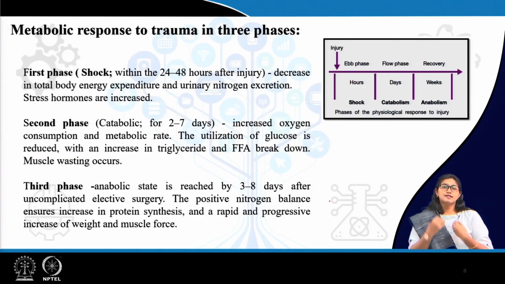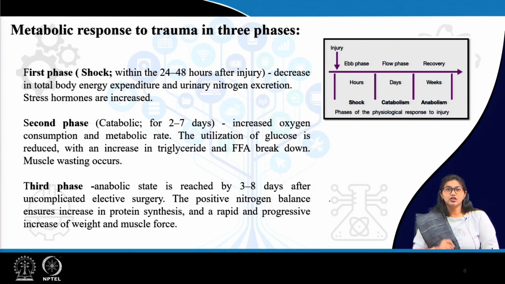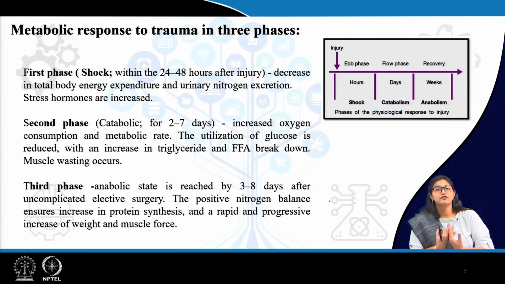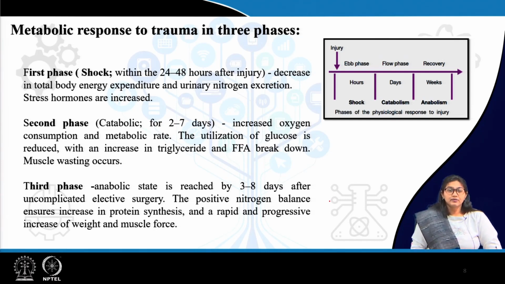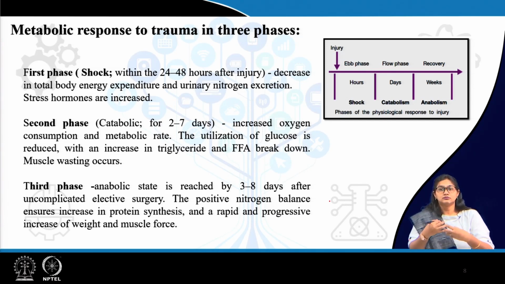Now, the phases of trauma are divided into 3 phases actually. In the very initial phase, within 24 to 48 hours, it is a phase of shock, where the body tries to preserve its energy for the future repair. So, it decreases the total body energy expenditure as well as urinary nitrogen excretion, and in this case the stress hormones are increased.